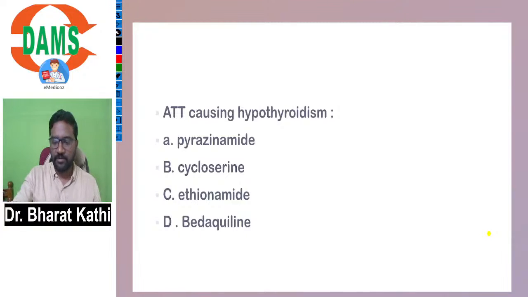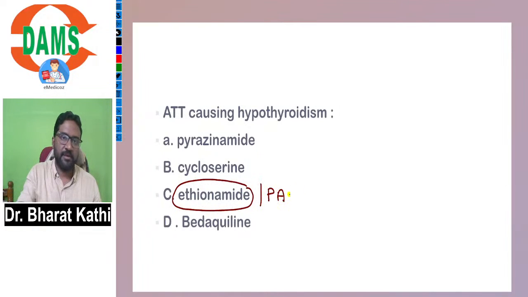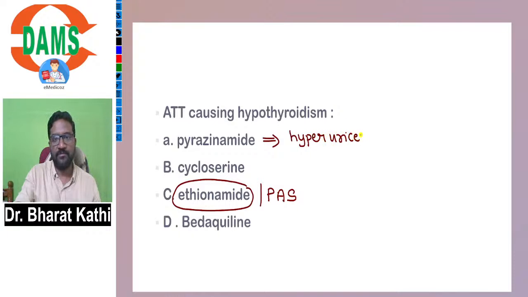Then this was another question asked: ATT causing hypothyroidism. I think it must have been discussed in your pharma. Ethionamide and para-aminosalicylic acid generally cause hypothyroidism. Pyrazinamide, the usual specific side effect is hyperuricemia.